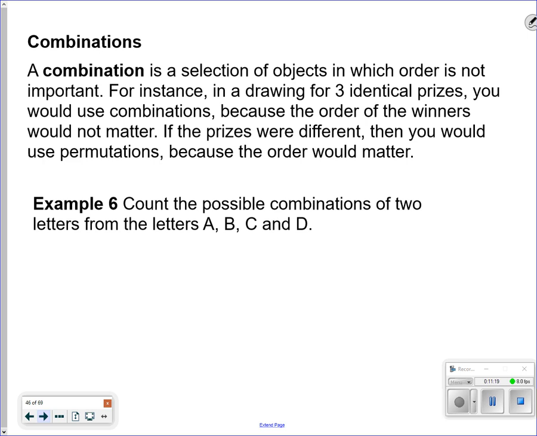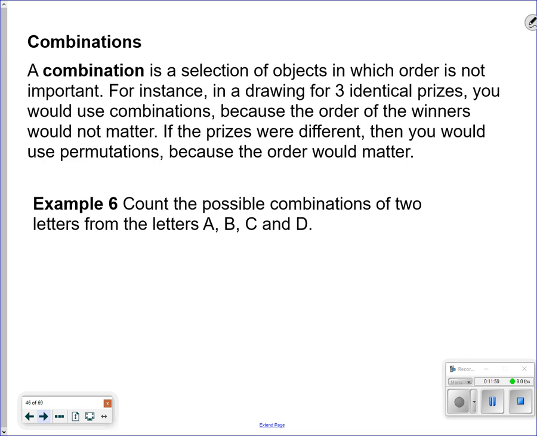Combinations are when the order doesn't make any difference. For instance, if you order sausage, then pepperoni, and then mushrooms, it doesn't matter if you say mushrooms, sausage, then pepperoni. That doesn't make any difference. So it's a selection of objects in which the order is not important. For instance, in drawing 3 identical prizes, you would use combinations because the order of the winners would not matter. If the prizes were different, then that would be a permutation because the order does matter. So if I was just randomly choosing 3 winners, then that is a combination. But if I'm randomly choosing a first place, second place, and third place, then it's a permutation.